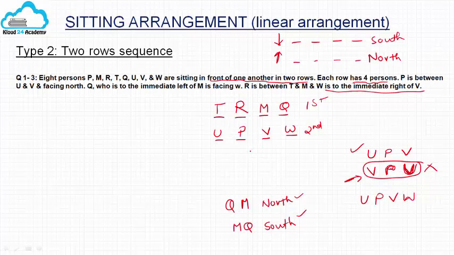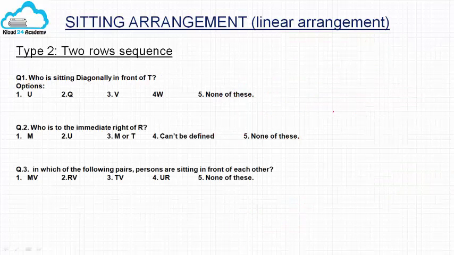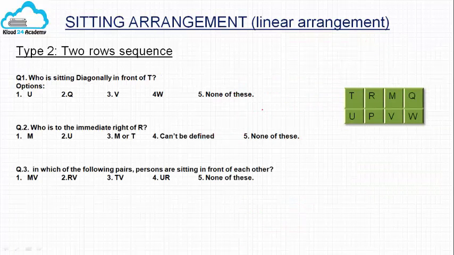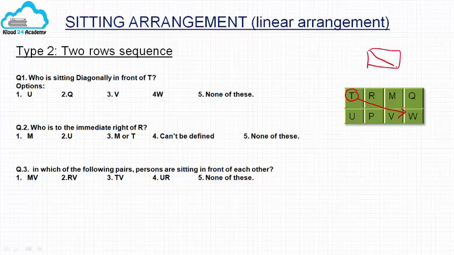So I hope it was clear to you. It was very easy, a 2-row sequence. Let's look at the question. Who is sitting diagonally in front of T? So T is sitting here and diagonally in front of T will be W. This is how the diagonal is made. So W is the answer.